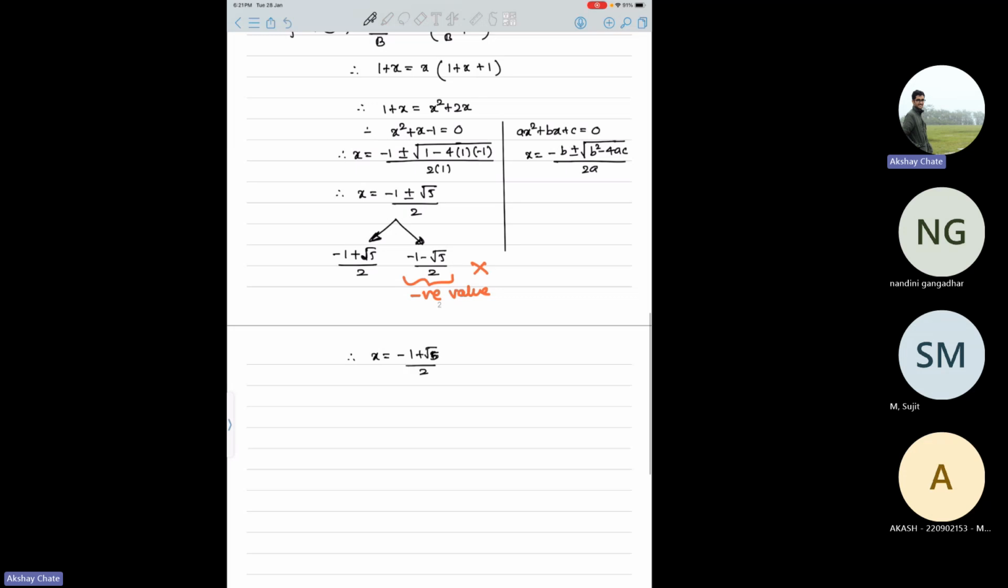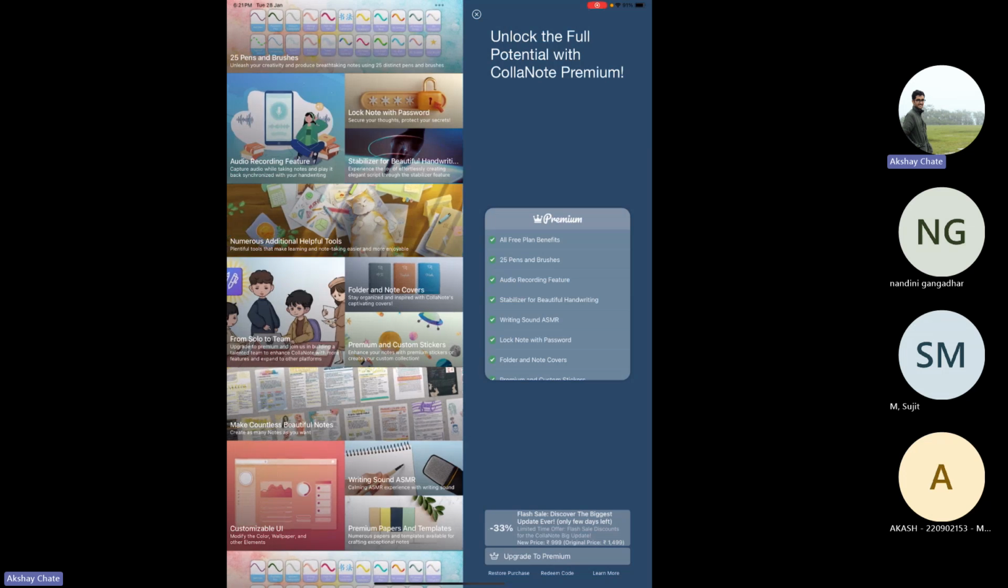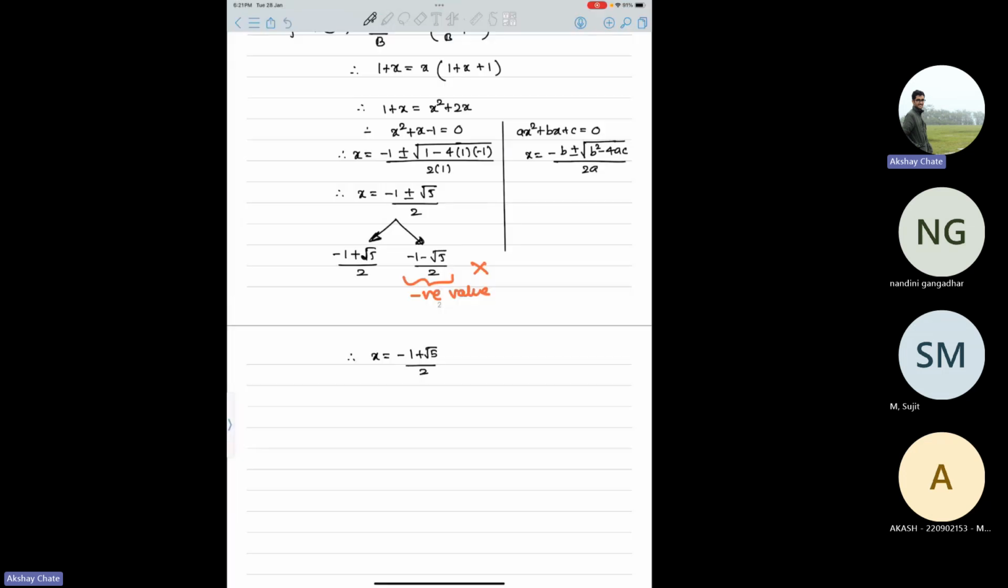Can anybody solve this and get the value of this fraction? As I said, root 5 is slightly greater than 2, so 2.1. You subtract 1, so it is 1.1. One second, let me just find root 5. Oh, it's not 2.1, it's 2.2, actually 2.24. So you subtract 1, it's 1.24, divided by 2. So 0.618.